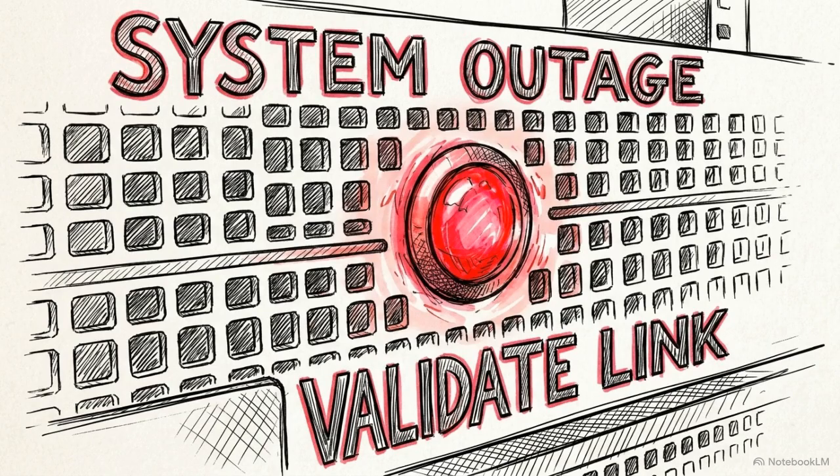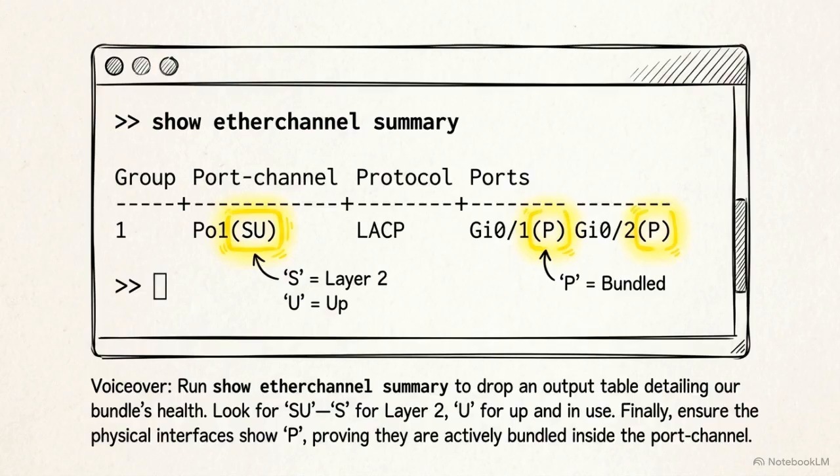Once you finish configuring, you must verify the results. Run show etherchannel summary to drop an output table detailing our bundle's health. Look for SU, S for Layer 2, U for up and in use. Finally, ensure the physical interfaces show P, proving they are actively bundled inside the port channel.